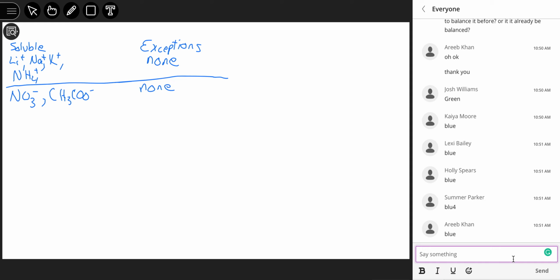No exceptions there. They will always dissolve no matter what you mix them with, most of the time. I'll do blue for this part. Okay, most of the time, chloride, bromine, or bromide, and iodide will dissolve. There are a few exceptions. The exceptions are when you pair it with any of these.